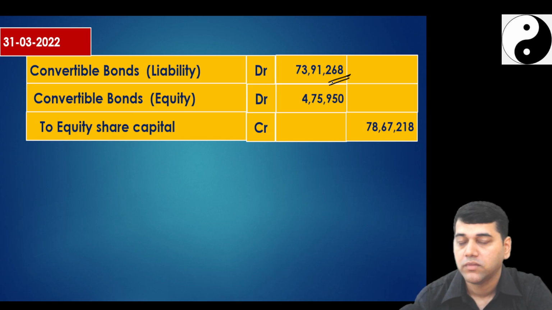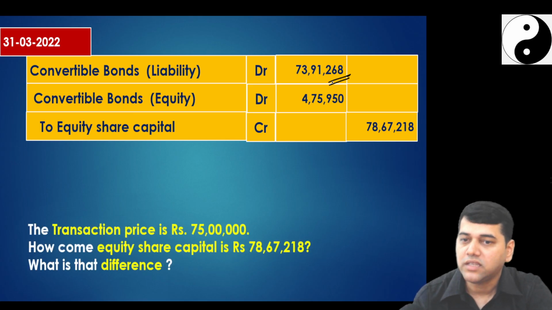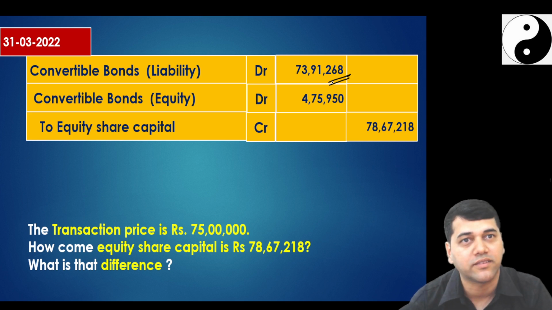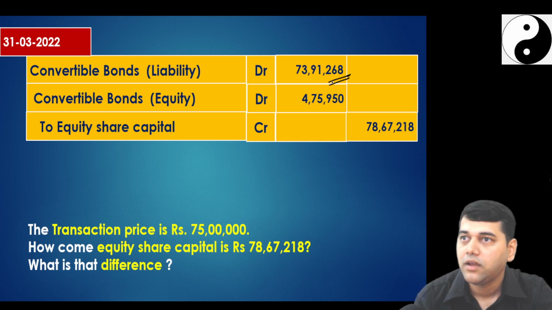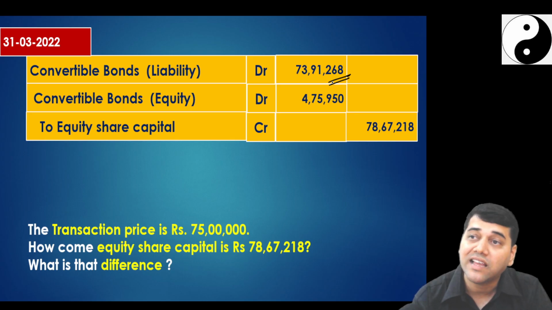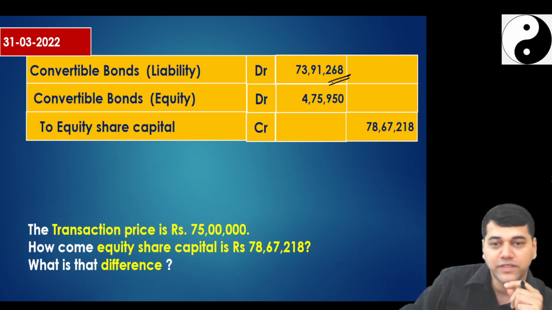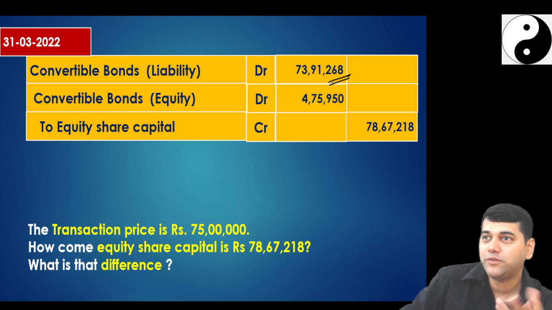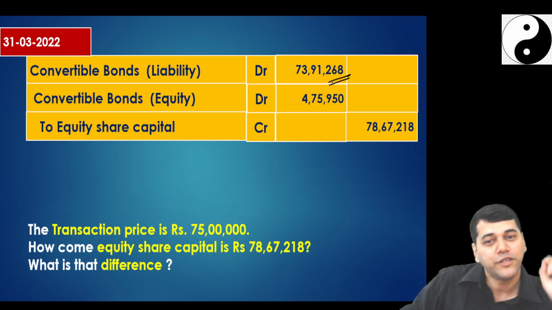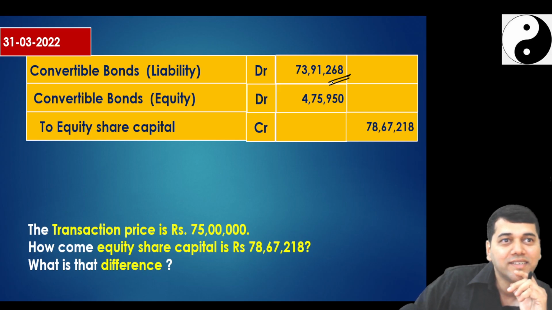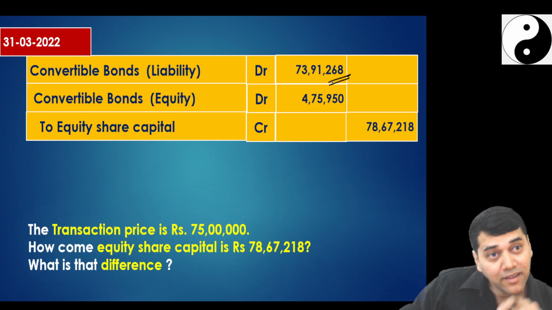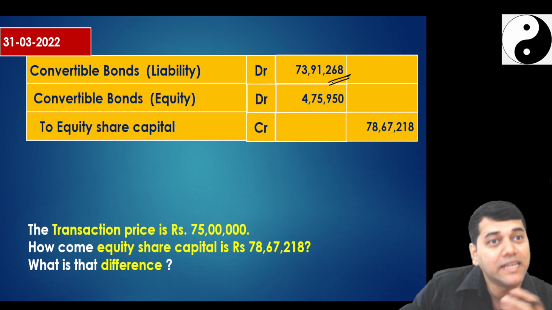Are you clear? My only question is, the transaction price itself is 75 lakhs today. How come you are transferring 78 lakhs to equity? What is this difference of 3,67,000? What you received is 75, but what you transfer to equity is 78. Huh? Interest, which interest?